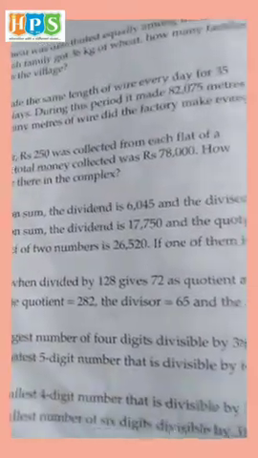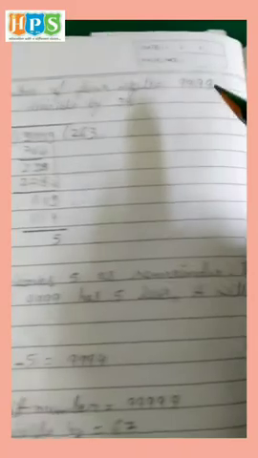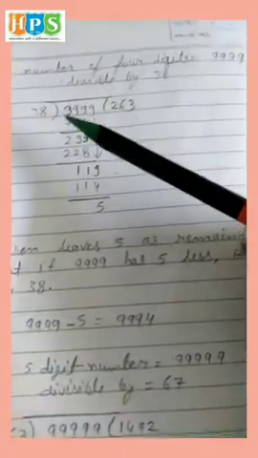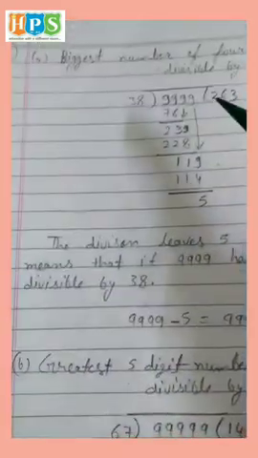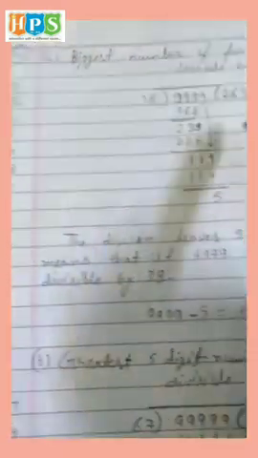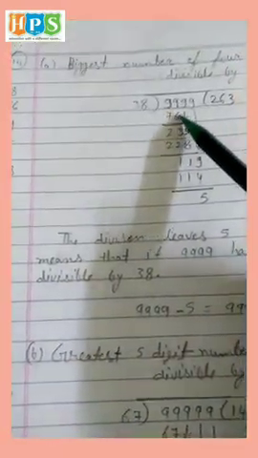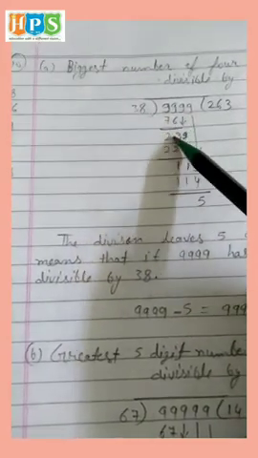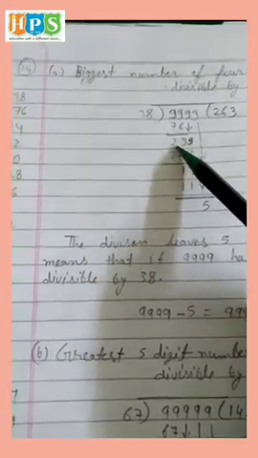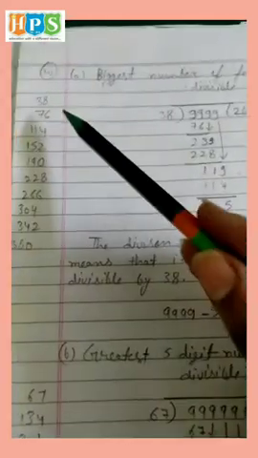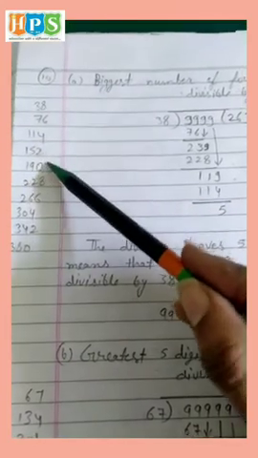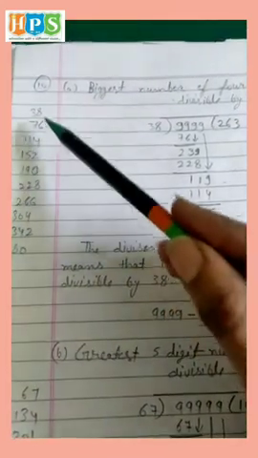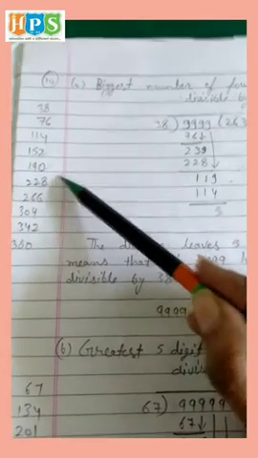Question number 10. Find the biggest number of 4 digits divisible by 38. The biggest number of 4 digits is 9999. Divisible by 38. We need the table of 38. 38 twos are 76. We can subtract 9 minus 6 is 3 and 9 minus 7 is 2. We write the next digit to make 239. 38 sixes are 228.